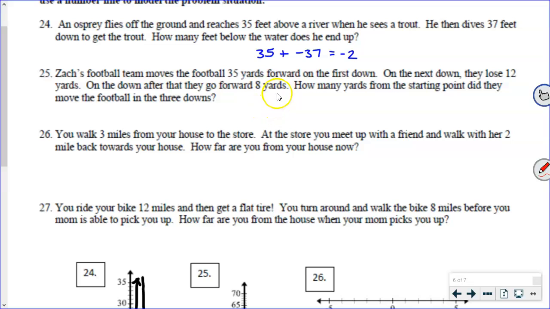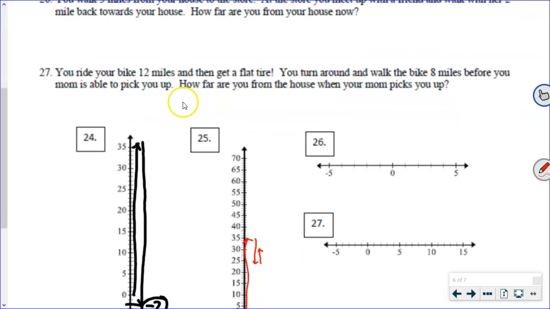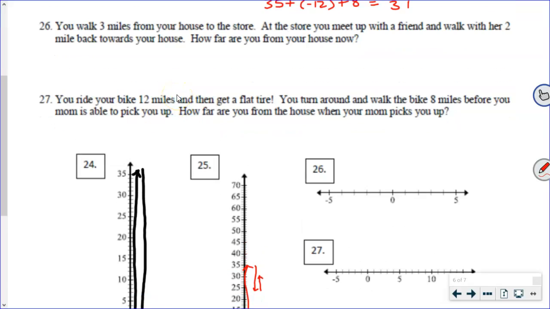All right, who is brave enough to share it now? Good. What do you think it is, Grant? Yes, for number 25. Yes, I like that a lot. 35 plus a -12, adding a negative integer, and then adding 8. And the result there is 31, +31. Good.